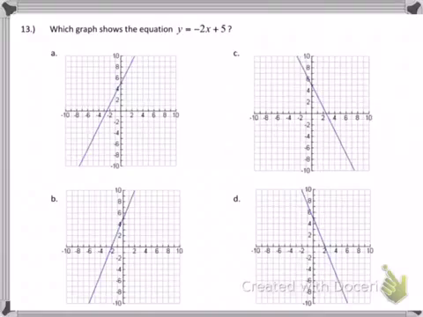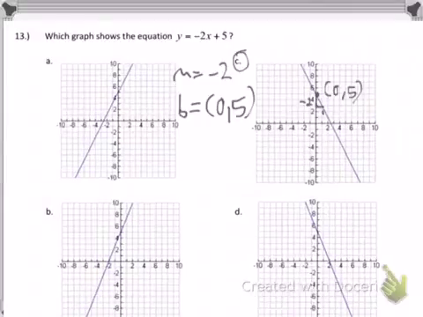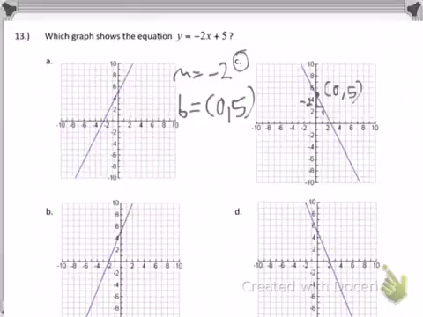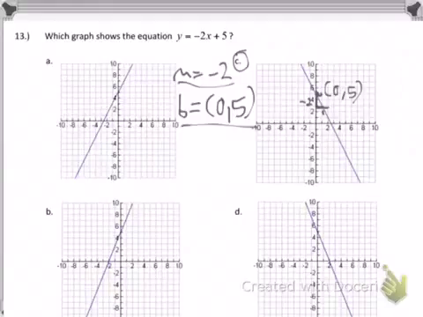Which graph shows the equation y equals -2x plus 5? So right here, my slope is -2 and my y-intercept is 5. Right here we have 5 and we have down 2 over 1. So that is my slope of my line. It's going down as a negative slope.